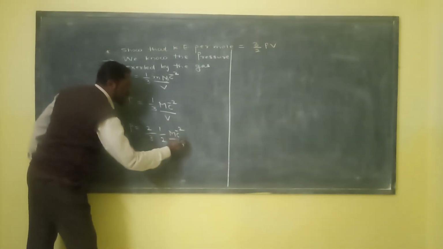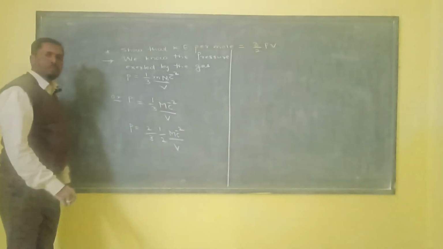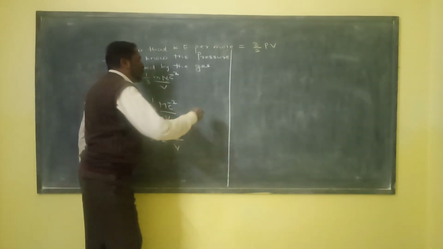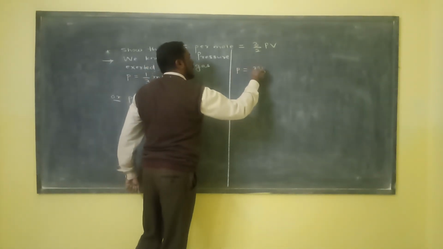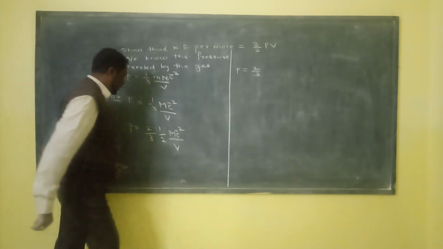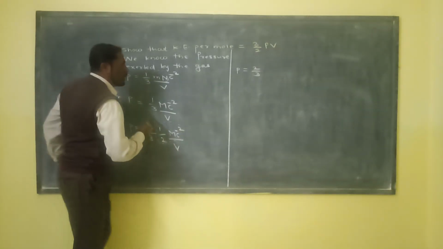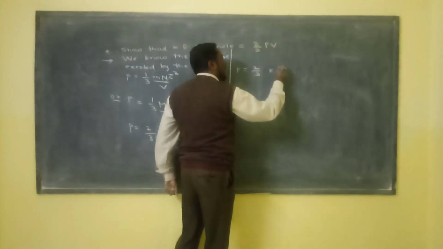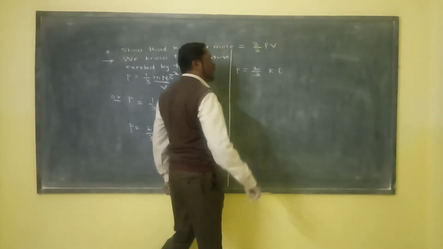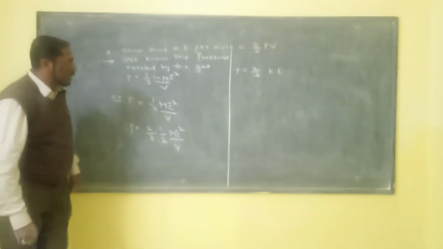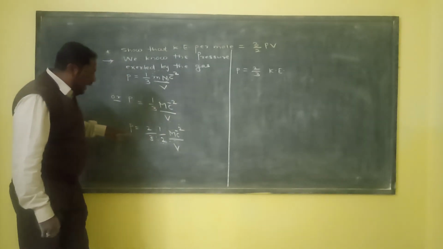M bar c square upon V. Okay, so P is equal to this 2 by 3 as it is. What is this factor? This is nothing but kinetic energy. Just multiply the V here.